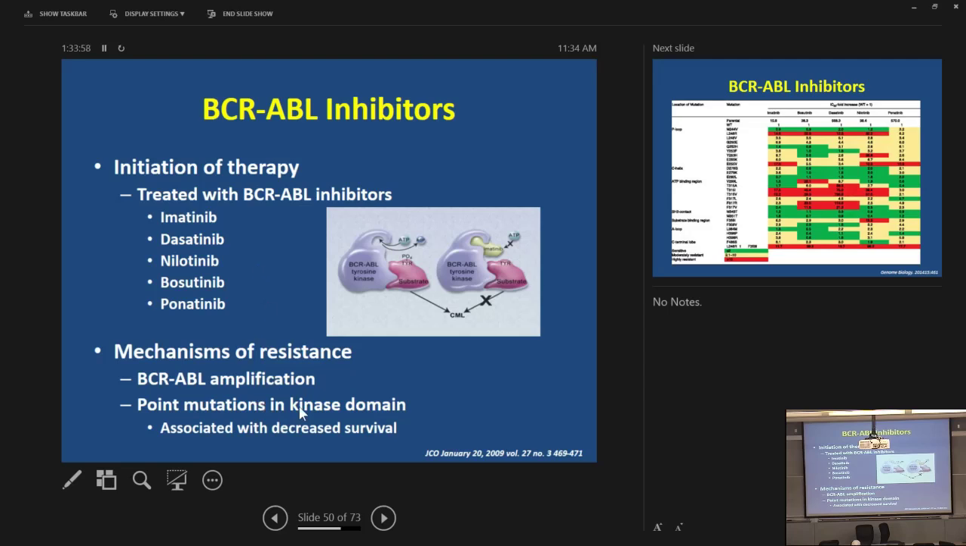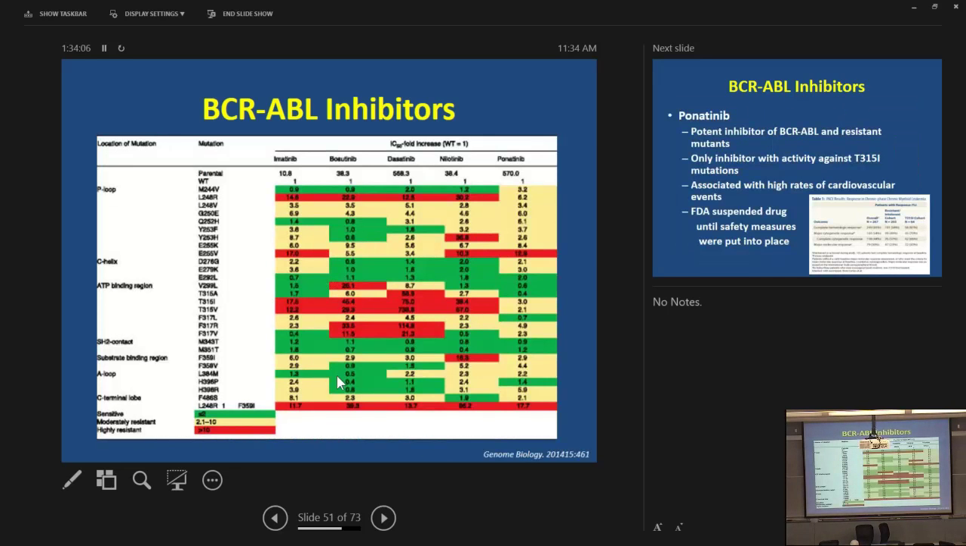Because of these mutations in these kinase domains, we saw decreased survival, so we developed these newer drugs. This is a map looking at the different types of mutations where they occur, and then looking at the sensitivities of these drugs to those mutations. Where else have we seen this? Lung cancer, right? And we'll talk about EGFR. So we've seen this kind of map.